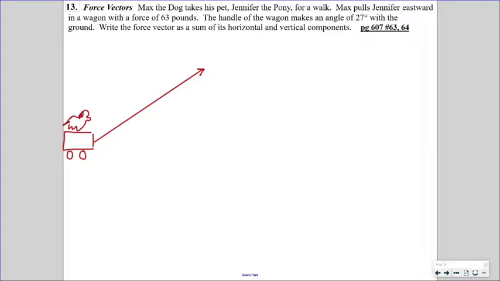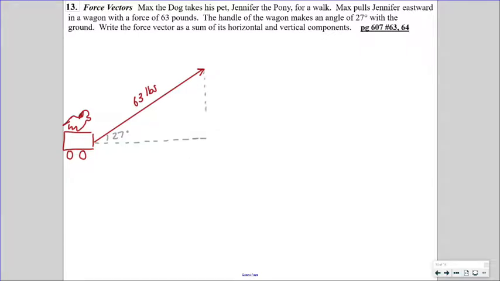Good. Okay, what are we told? The force applied on the handle is 63 pounds. That's how you abbreviate pounds. And then we also have an angle of 27 degrees with the ground. So if I go straight horizontal here, that's the ground, or parallel to the ground. That's 27 degrees. Okay, those are things that we know.